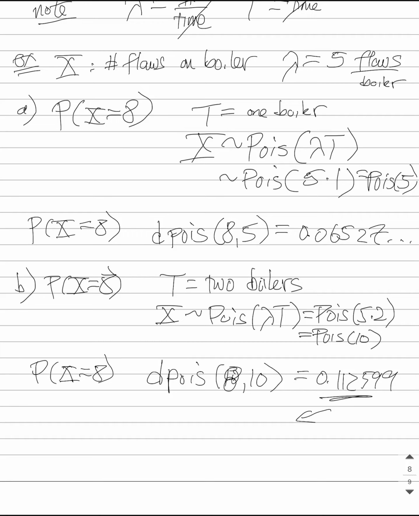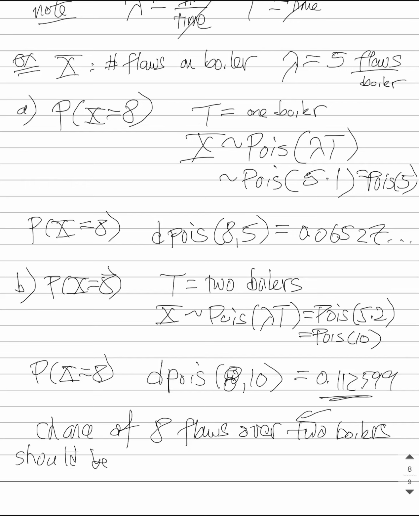And this makes sense. If I were to say, let's take 2 boilers and check what the chance is of having 8 flaws in total, the chance of 8 flaws over 2 boilers should be higher than the chance of seeing the 8 flaws over 1 boiler. And this makes perfect sense.